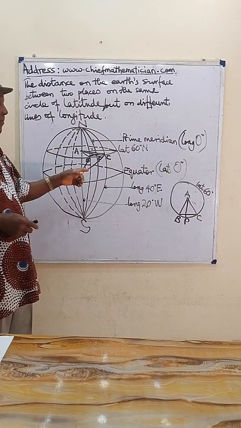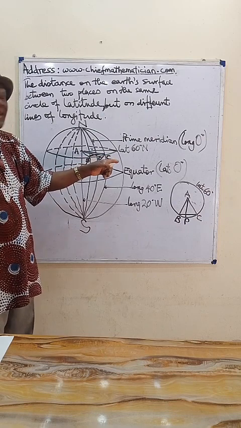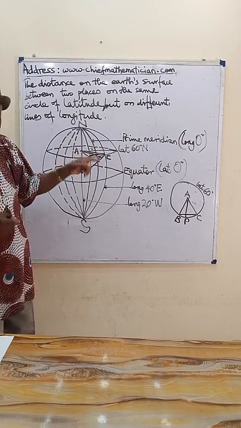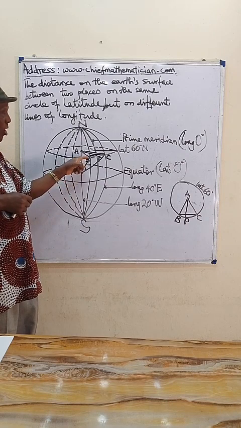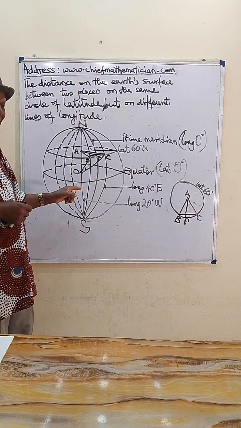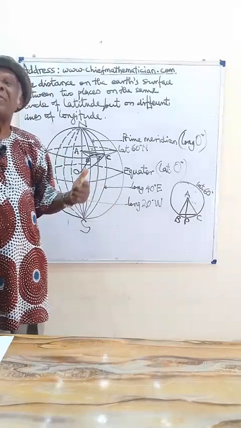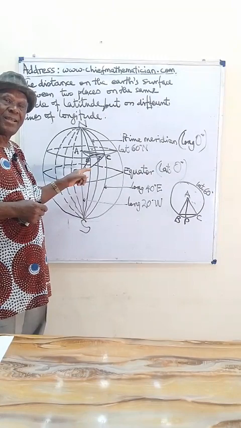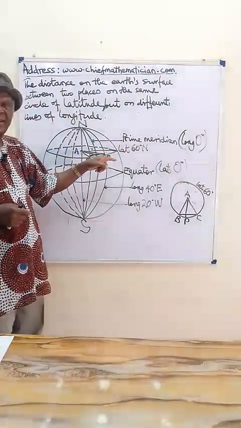So take note that arc BC does not only subtend an angle at A, which is the center of that circle of latitude, it can as well subtend an angle at the center of the earth by joining B to O, C to O. This is very, very important. Like I said, it will help us to calculate. We can calculate this angle. Possibly by calculating the length of the chord BC, we can as well.